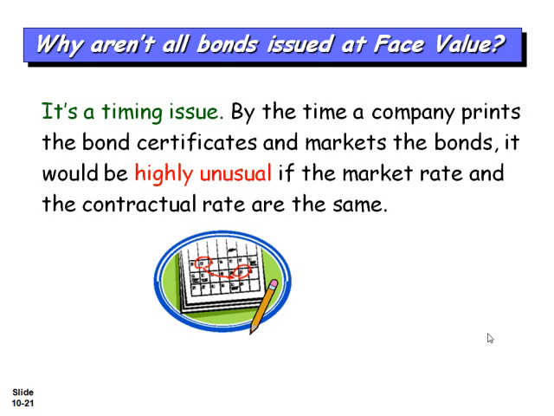So why aren't all bonds issued at face value? It's a timing issue. By the time the company prints the bond certificates, locks in the bond indenture, the contract, and markets the bonds, it would be virtually impossible for the market rate and the contract rate to be the same. It's kind of like when you lock in a mortgage when you buy a house.